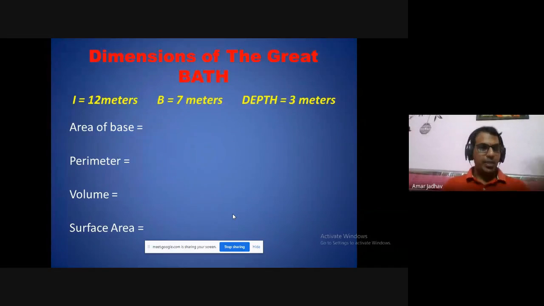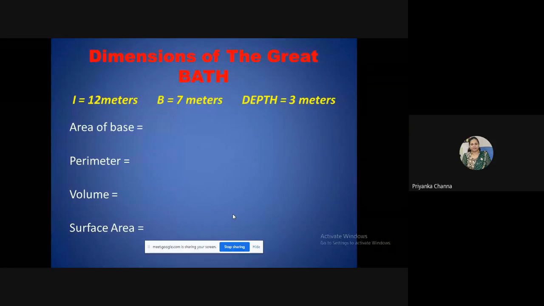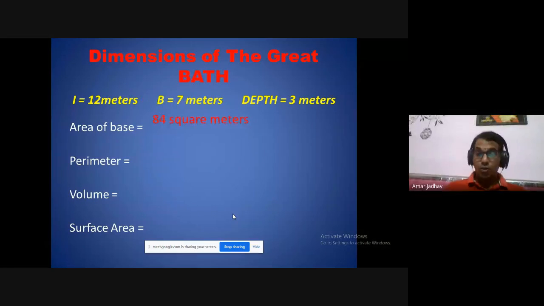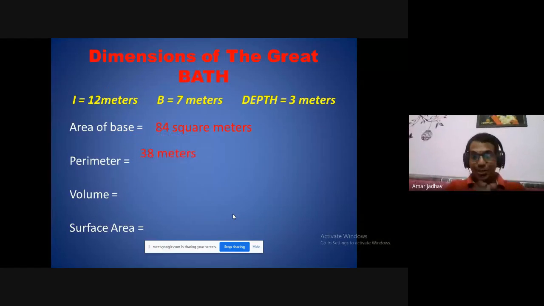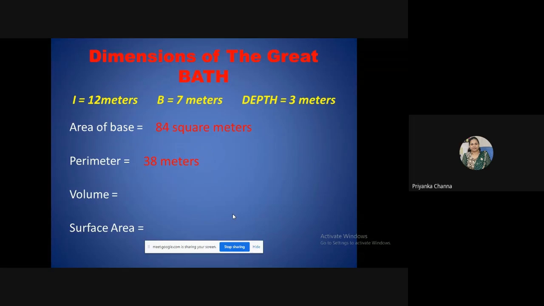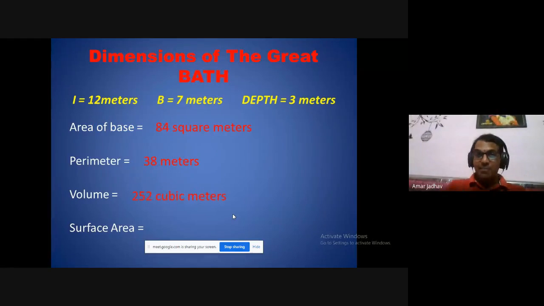So yes, Priyanka, you can tell me the area, please. Sir, area is 84 square meter. Congratulations. You won the jackpot. Perimeter is 38. Congratulations, you won a big jackpot. Volume is 252. Okay, the very important unit is cubic meter.